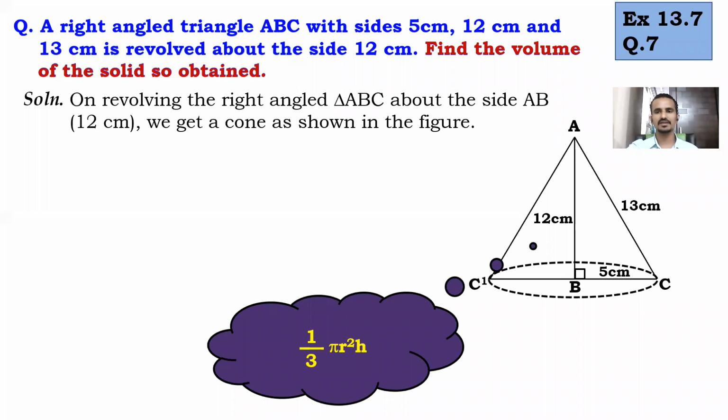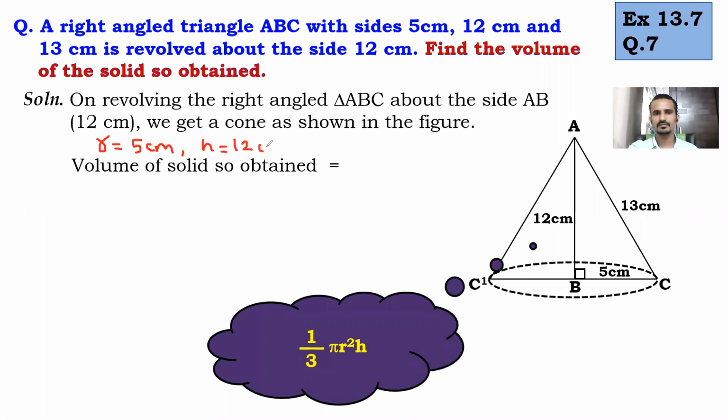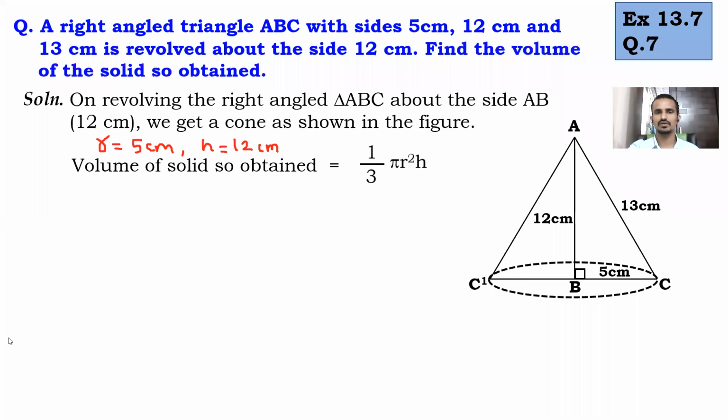So the volume is 1/3 pi r square h. Before that, we should write down the radius. Radius will be equal to 5 centimeter, and height will be equal to 12 centimeter. The radius will be 5 and height will be 12. So let's do this calculation, all of you. Volume of the solid so obtained is 1/3 pi r square h.